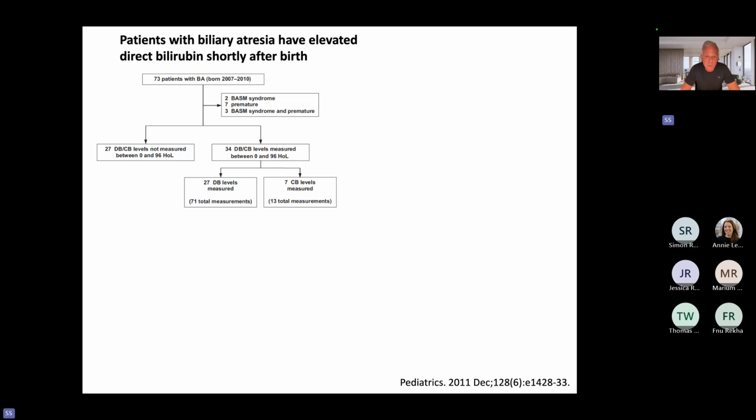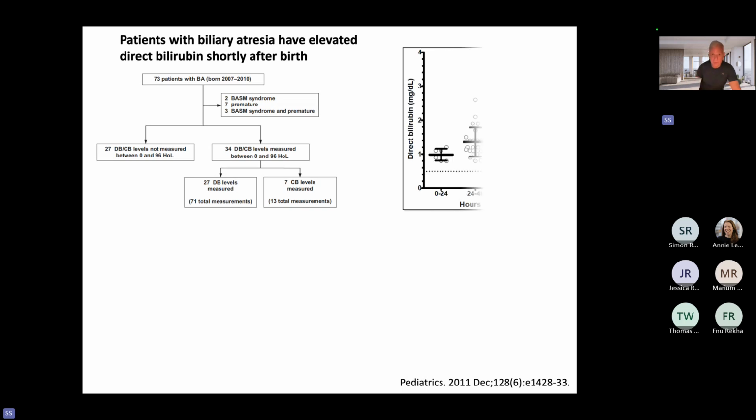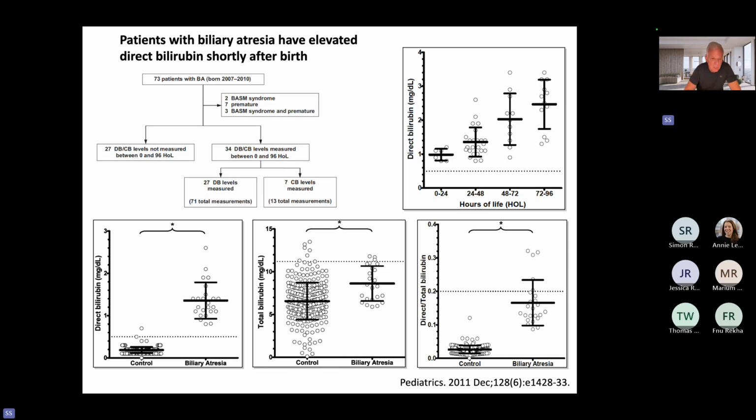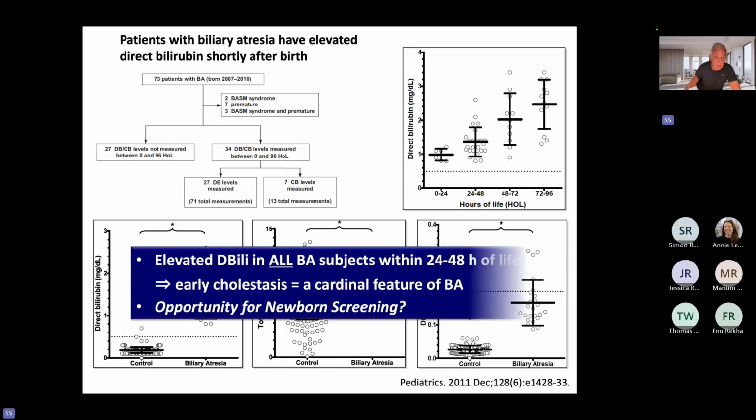This is a study that was published in Pediatrics in 2011, looking at patients with biliary atresia, finding that they actually did have elevated direct levels of bilirubin shortly after birth. So here we have the bilirubin level within 24 to 48 hours of life in children who have early cholestasis. This was found to be a cardinal feature of biliary atresia. And here we have a good slide looking at it.